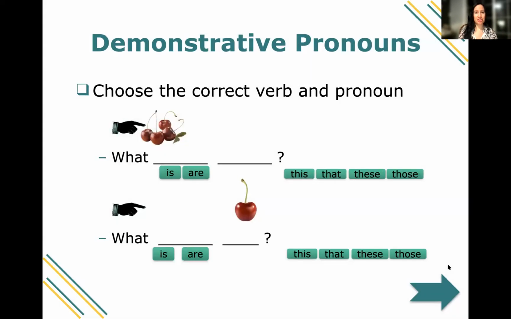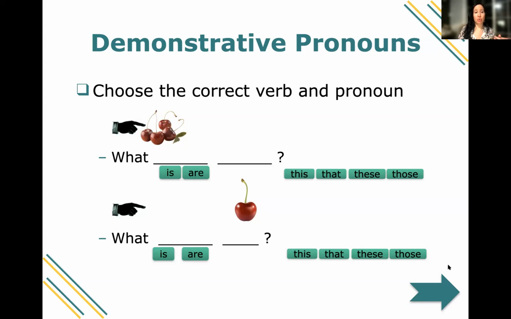Let's do the demonstrative pronouns. Okay, now we're going to look at the pictures here, the pointing. We're pointing to 4 cherries. These are cherries. And the other one, we're pointing to 1 cherry. You notice that the pointing of 4 cherries, we're pointing it close. And the other one, the pointing of the 1 cherry, we're pointing it over there. It's far away. So now we're going to choose the correct verb, if it's singular or plural, and the proper pronoun that goes along with it.